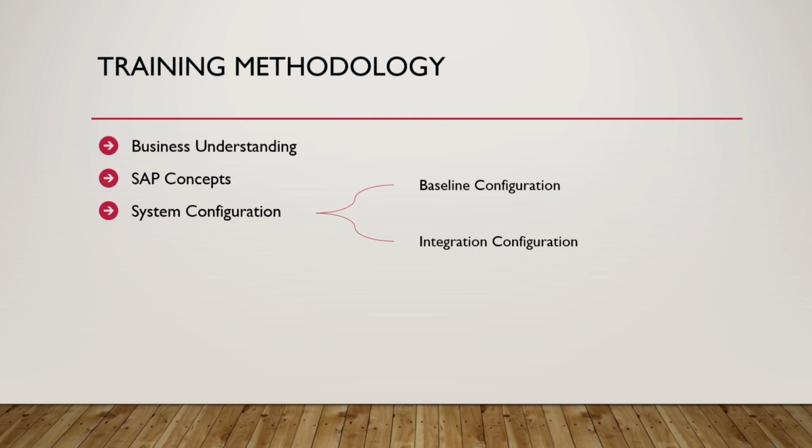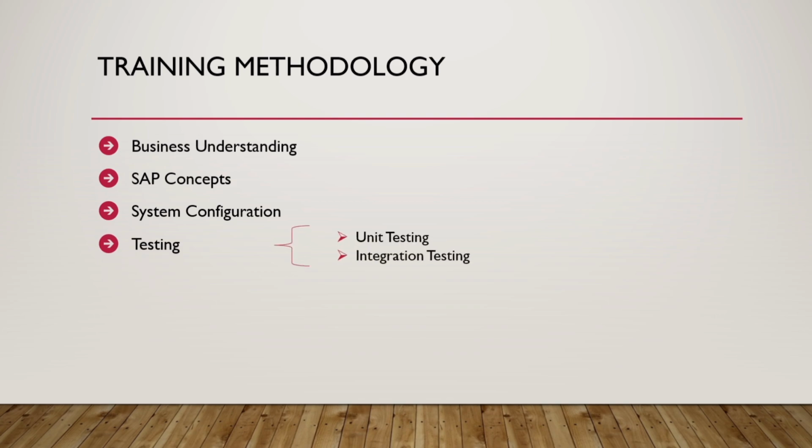After this configuration, we will perform end-to-end testing, which includes unit testing and integration testing. After this, we will analyze whether all the processes are working fine or not. If everything is working fine, then it is good. If anything is not working, then we will analyze the issue, identify the missing steps and correct the configuration. This is exactly how real SAP implementation projects work.